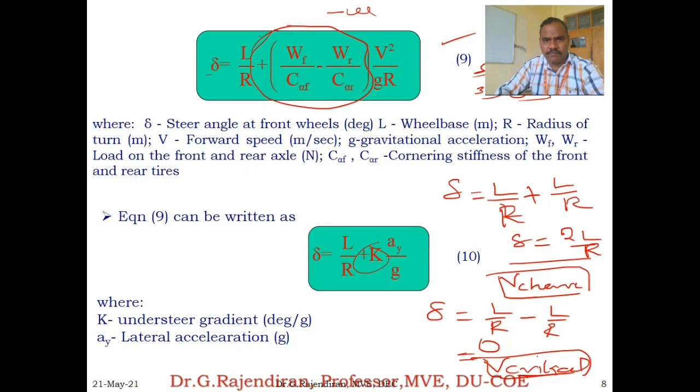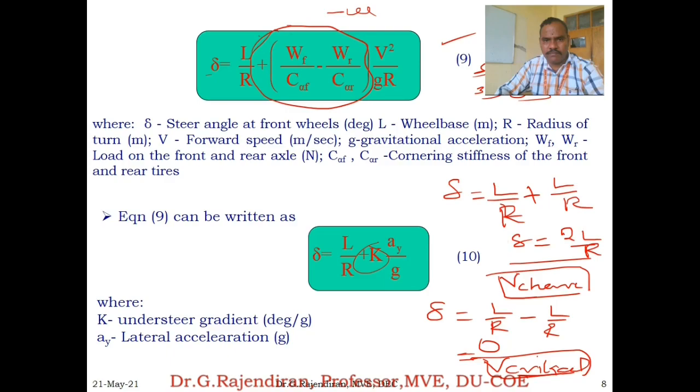WF by C alpha F is less than WF divided by C alpha R for the third case. Clear? Alpha F is equal to alpha R, first case. Alpha F is greater than alpha R, second case. Alpha F is less than alpha R, third case. Clear? Now, delta, the steer angle, versus speed.